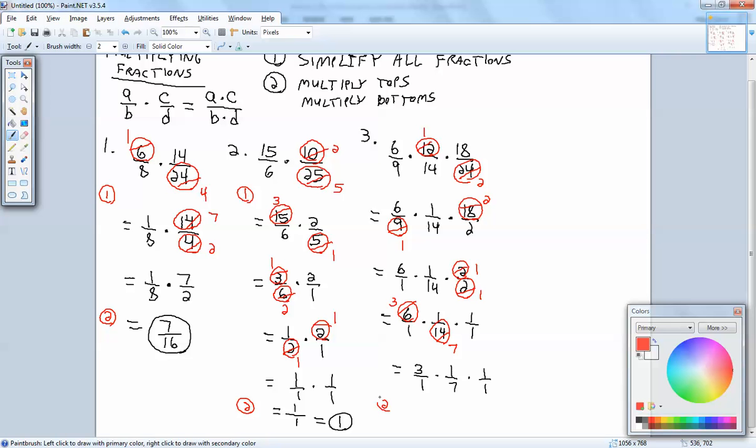And now we're ready for step 2. Step 2 says multiply your tops together. 3 times 1 times 1 is 3. Multiply your bottom parts together. 1 times 7 times 1 is 7. So our answer is 3 sevenths.